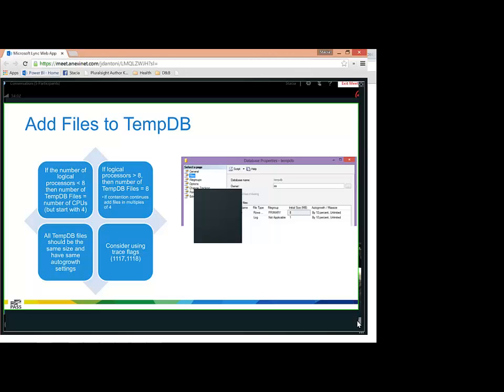And there are 2 trace flags that I recommend using with TempDB. The first one, 1117, is something you need to consider carefully because it's designed to eliminate the problem I just talked about with the hot spotting. What it does is all the files in a file group will grow at the same rate.